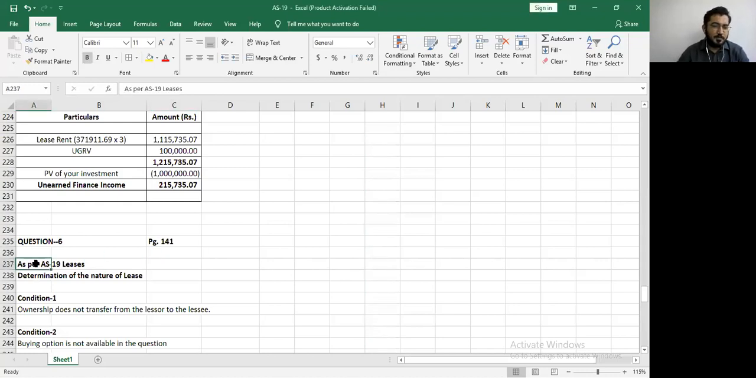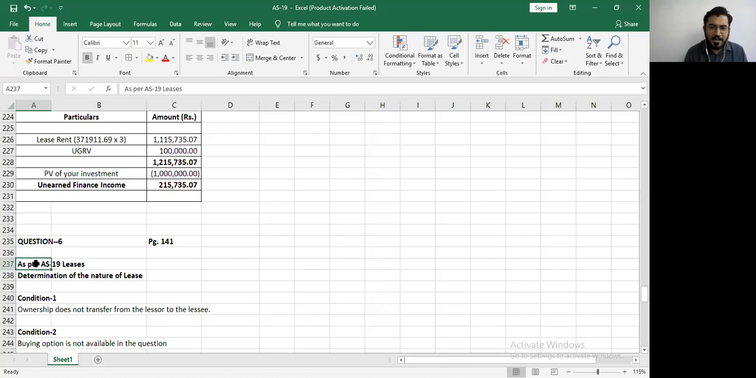Put your first statement as per AS-19 leases. Let's read the question. Everyone's attention on page number 141, question number 6. You will solve this question alongside me. So please understand and focus. It says an equipment having an expected useful life of 5 years is leased for 3 years. Both the cost and the fair value of the equipment is 6 lakhs. The amount will be paid in 3 equal installments at the time of termination of lease. Lessor will get back the equipment.